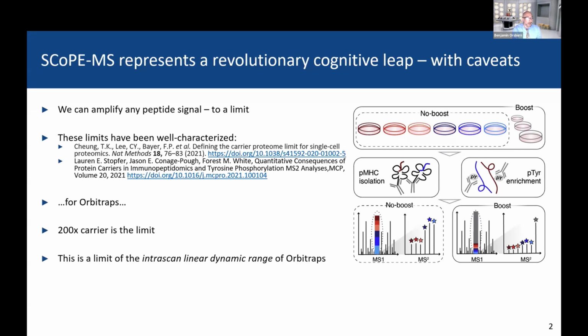And so I'm going to argue here that this is a peculiar characteristic of the specific physics of a peculiar mass analyzer. Specifically, that it's a problem with the limits of the intrascan linear dynamic range of the Orbitrap itself. So I'm going to say that as we continue to develop sample prep methods, I don't know that this is a hard limit that we should apply to other technologies that aren't based on the same kind of physics, right?